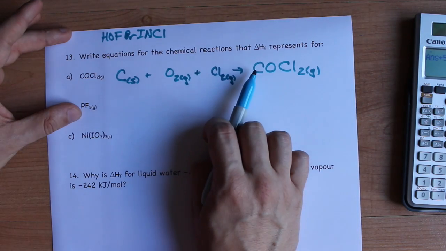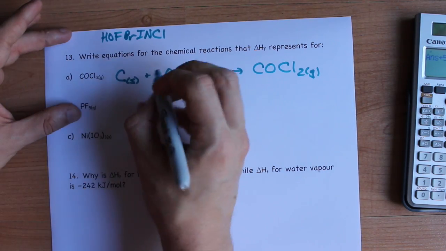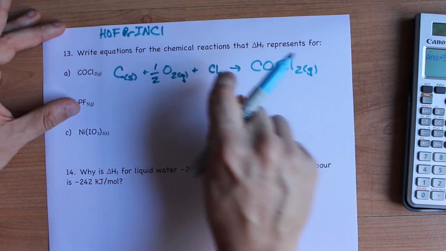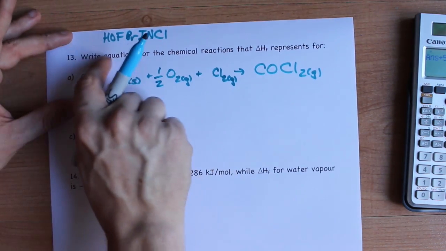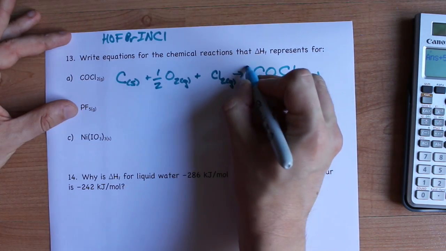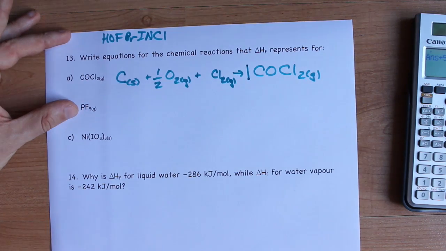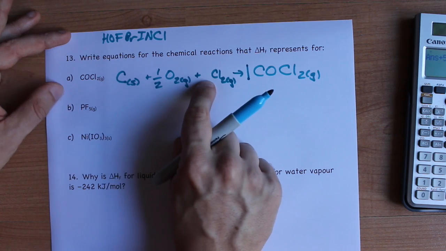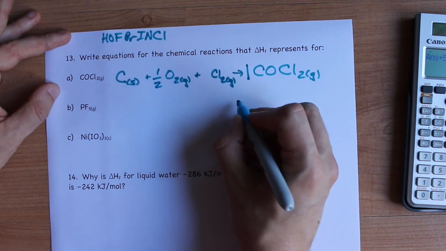1C, 1C, 1O, I only need 1O here, so I convert this to a half, and 2Cls and 2Cls. For the equation that represents delta HF, you must have a 1 here on the product side. That is the requirement, and these will be fractions if they need to be. Let's do it again and find out.